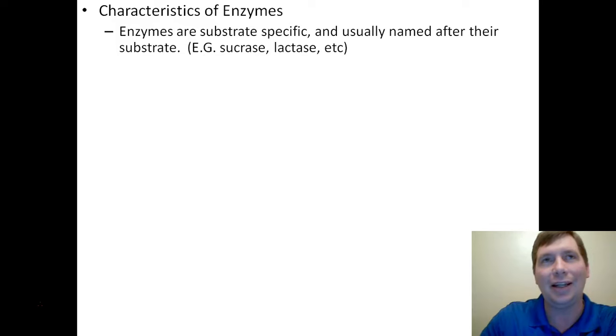Think about that for a second. 75,000 different of these proteins that do the chemical reactions that keep you alive. When we find a new enzyme, we usually name it after the substrate that it works on. So you have an enzyme in your body that will break apart sucrose, table sugar, so you can digest it. Well, the enzyme that we use to break that apart is called sucrase.